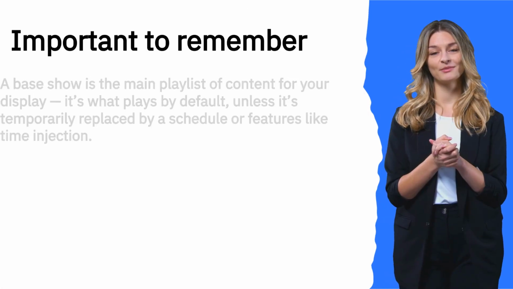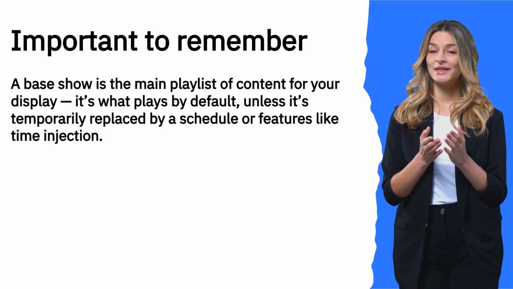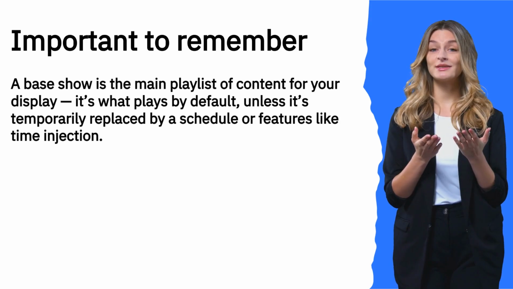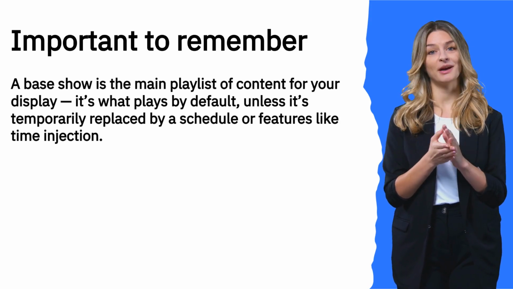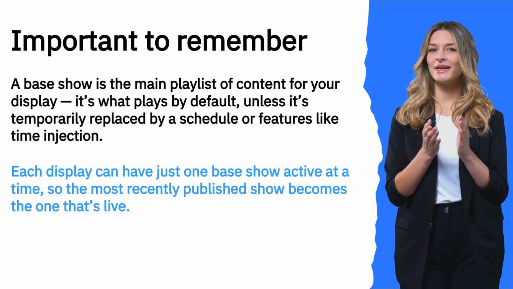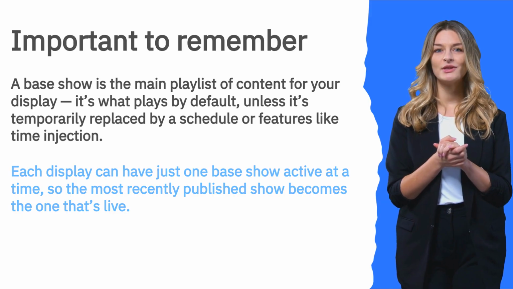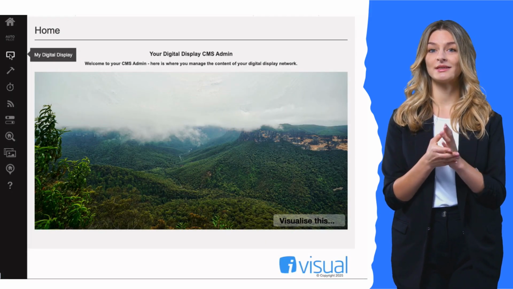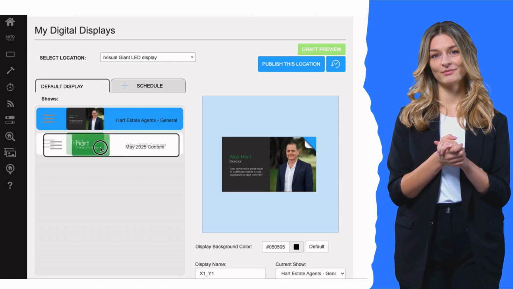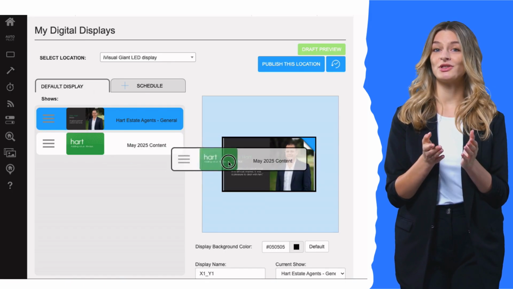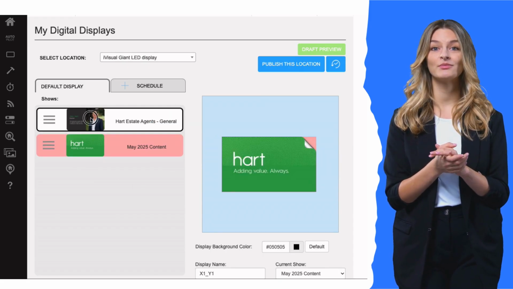A base show is the main playlist of content for your display. It's what plays by default whenever the screen is on, unless it's temporarily replaced by a schedule or features like time injection. Each display can have just one base show active at a time, so the most recently published show becomes the one that's live. Whenever you drag a show onto a monitor or display, it will replace the current show assigned to that screen, but only after you press the Publish button.